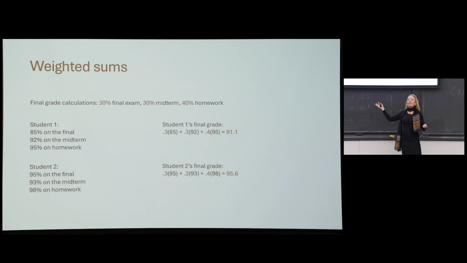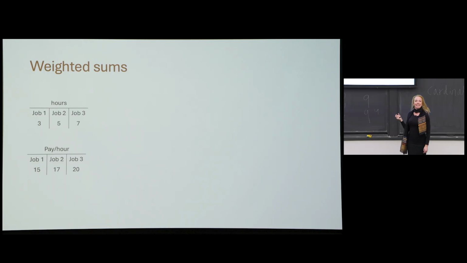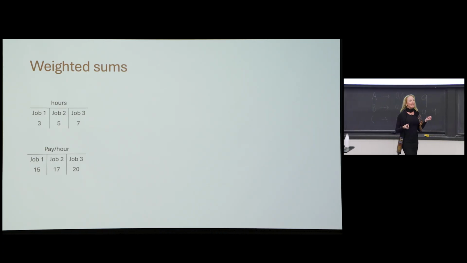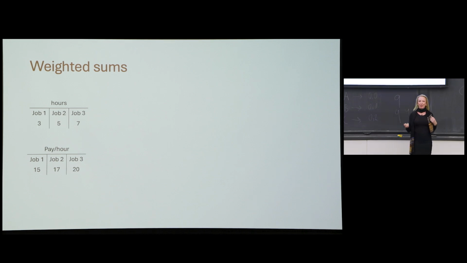Weighted sums are how we calculate final grades. They're also how you calculate take-home pay, right? Suppose you're a student working 3 jobs around campus, say the library, the dining hall, the coffee place, or something like that. You work different numbers of hours at these 3 different jobs, and you have different hourly rates. You want to figure out what your take-home paycheck should be. Make sure Princeton's not stiffing you, right?